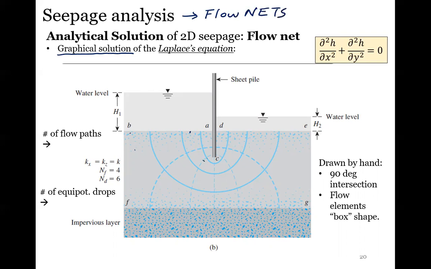Flow nets. So what they're actually looking at here is we can draw these by hand, but we have to follow two rules. One, there always has to be a 90-degree intersection of the flow lines with the equipotential lines. Obviously this is really hard to do, but these should always be perpendicular to each other. Also, these flow elements need to follow a box shape.